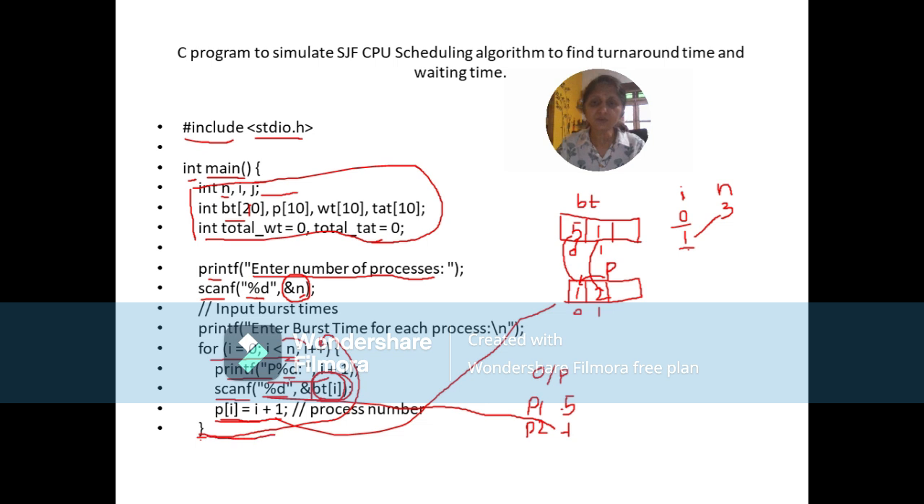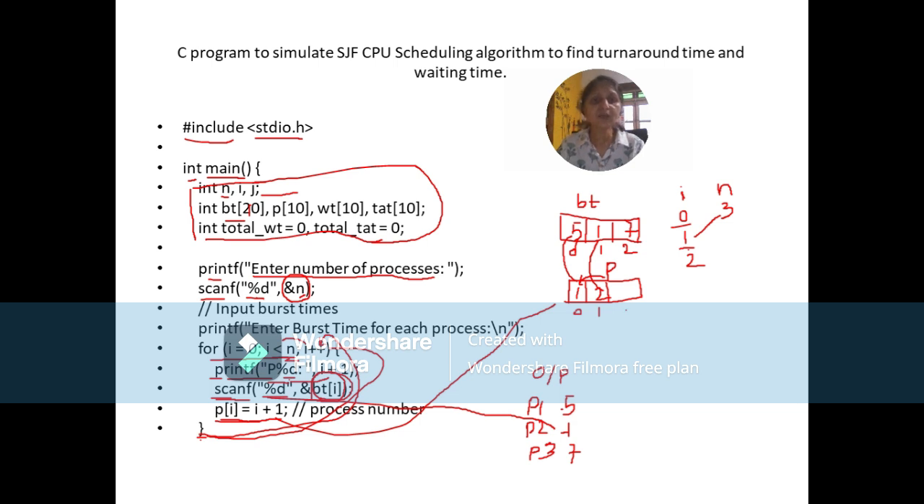From here, the control goes back to I plus plus. The next value of I is 2. Then again there is a condition check. Is 2 less than 3? Yes. So the control comes to the printf statement. Now printf will print P and I plus 1, which is 2 plus 1, so 3. From there the control comes to the scanf statement. The user is entering the burst time of the third process. Suppose say 7. This 7 will be stored in BT of I. What is I? 2. So at subscript 2, the burst time 7 is stored in our BT array.